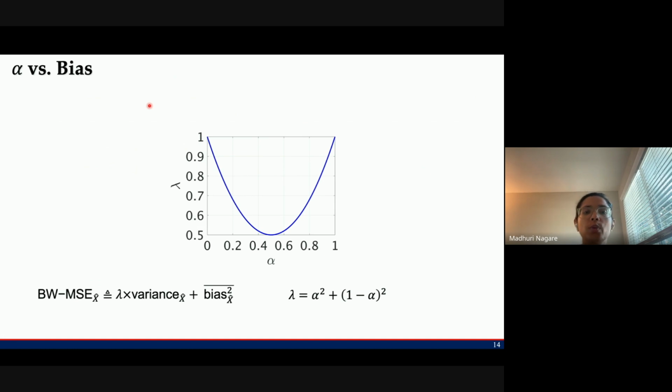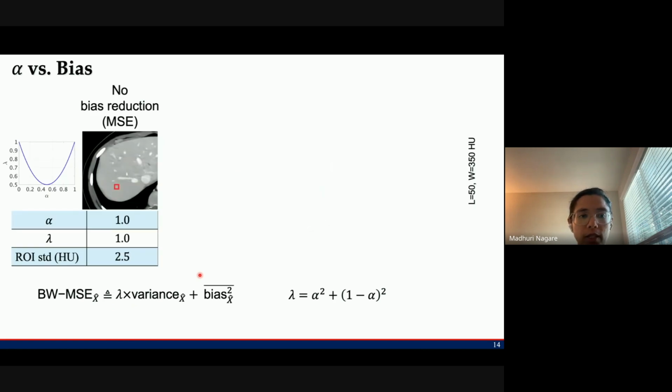Let's first see how alpha or lambda values affect the results. To recall, if lambda is 1, this is the same as mean square error, and as lambda reduces, the variance weight reduces, and then we should get more and more bias reduction. These are the results with alpha, and this curve is symmetric. So results from alpha 0 to 0.5 and 0.5 to 1 should produce similar results.